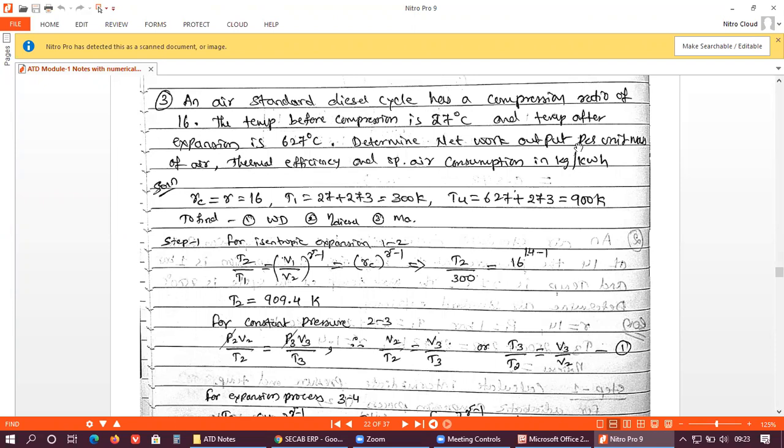Determine the net work output per unit mass of air. We need to calculate the work output or work done. Along with that, we need to calculate thermal efficiency and specific air consumption in kilowatt hour. So here we need to calculate specific air consumption, how much air is utilized. Okay, so this is the problem statement.